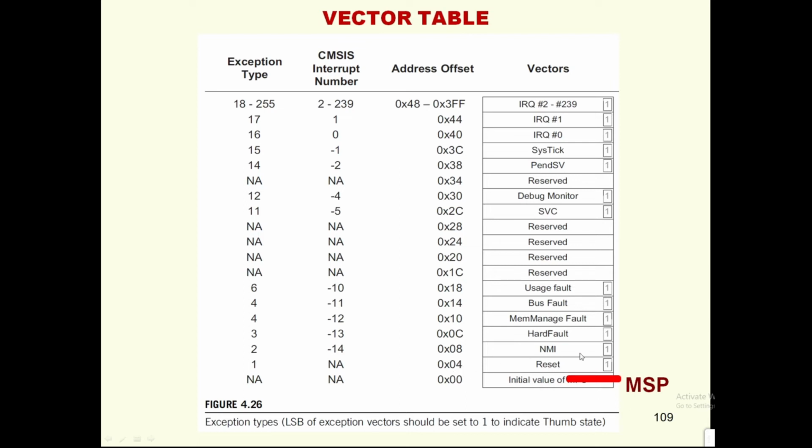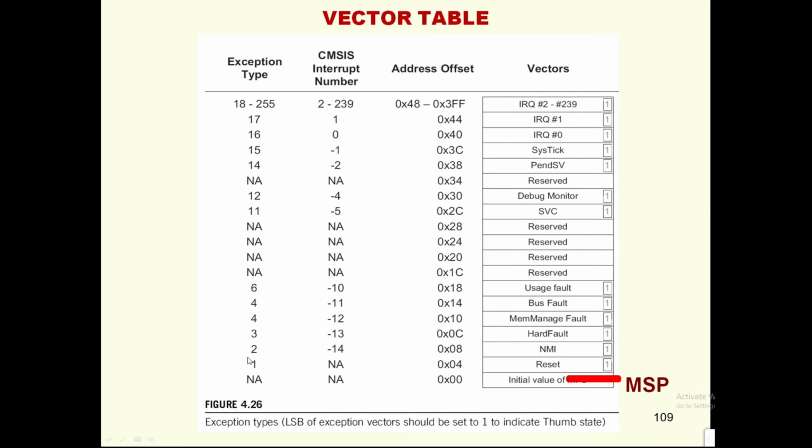offset of 4, and the non-maskable interrupt has the offset of 8, and hard fault has the offset of C, and the memory management fault has the offset of 10, and bus fault has the offset of 14, and usage fault has the offset of 18. Main program starts at 04, and the non-maskable interrupt starting address is 08. Here you can write the jump instruction, and you can use the corresponding hard fault service routine or reset routine or non-maskable interrupt service routine, etc., as per the requirement of the applications.